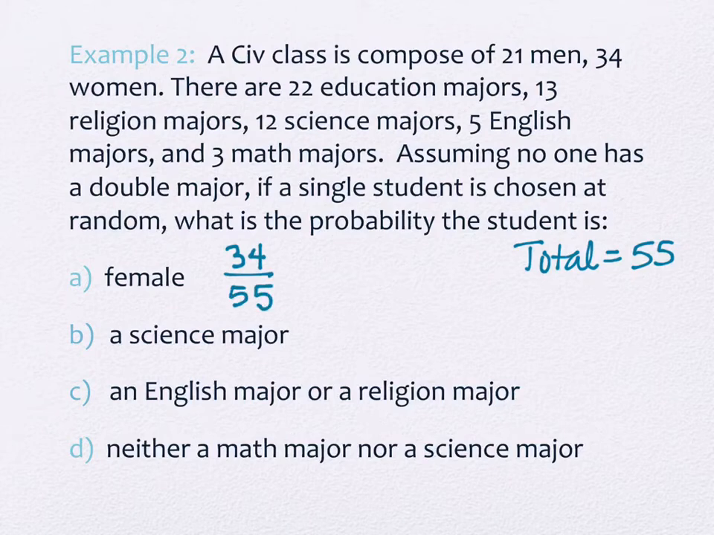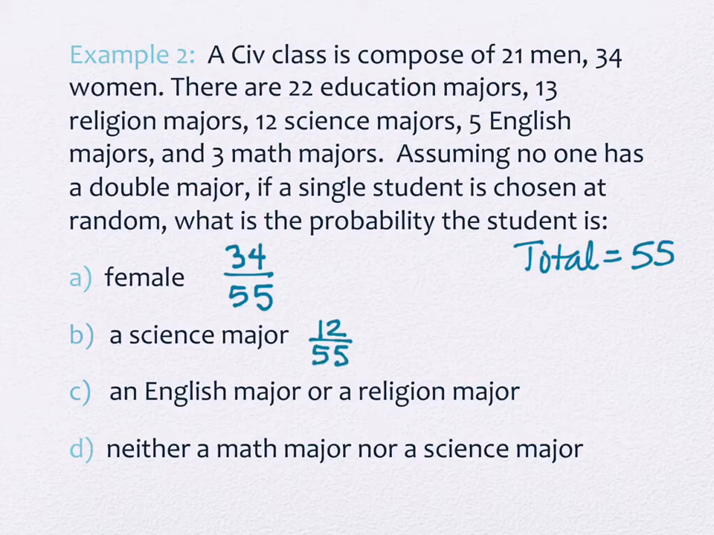Does that reduce? No, it doesn't. If it did, we would reduce it, but it's done at this point. So the probability that we've selected a female's name is 34 out of 55. How about a science major? Yeah, 12 out of 55.